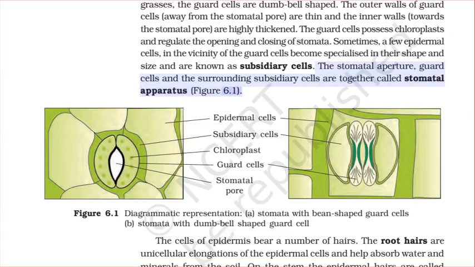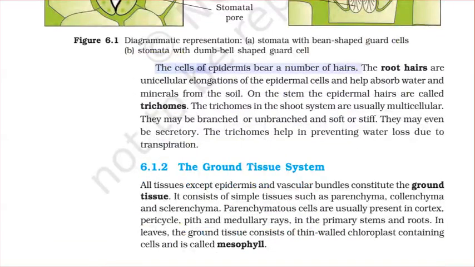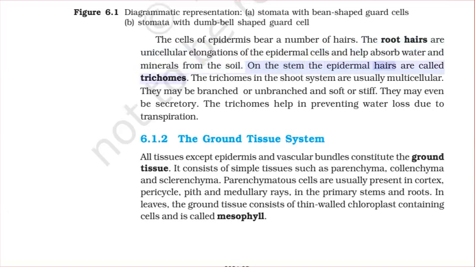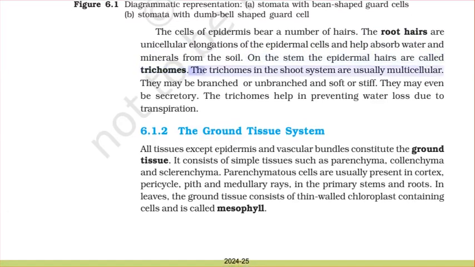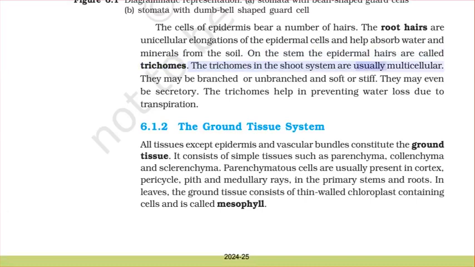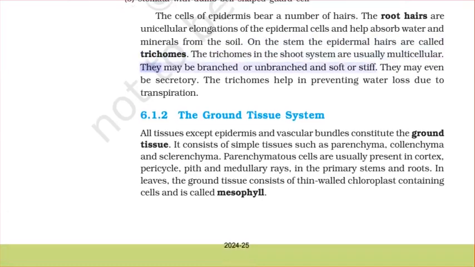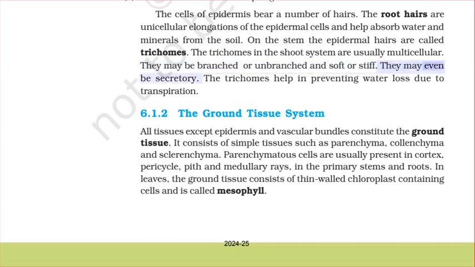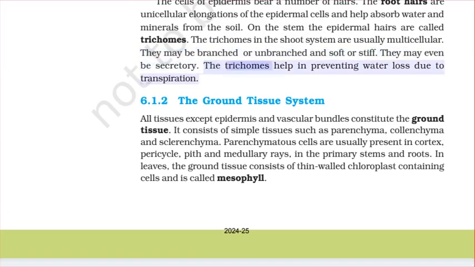Figure 6.1. The cells of epidermis bear a number of hairs. The root hairs are unicellular elongations of the epidermal cells and help absorb water and minerals from the soil. On the stem, the epidermal hairs are called trichomes. The trichomes in the shoot system are usually multicellular. They may be branched or unbranched and soft or stiff. They may even be secretory. The trichomes help in preventing water loss due to transpiration.